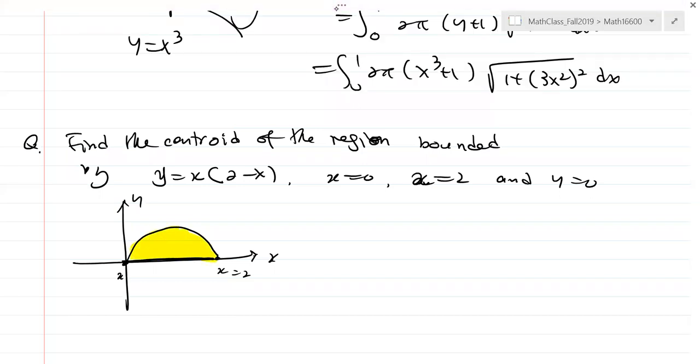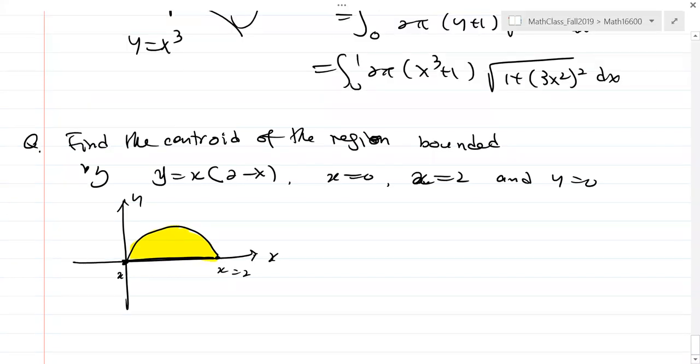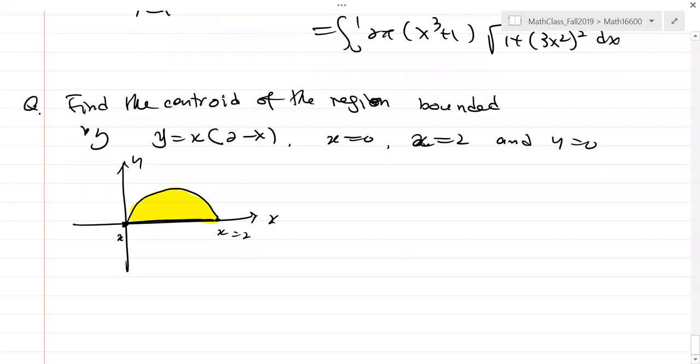Now, before we start, write down two formulas.